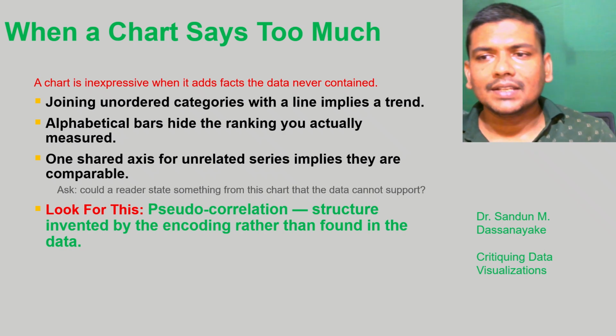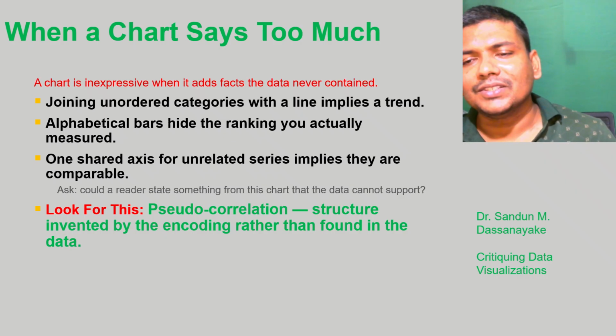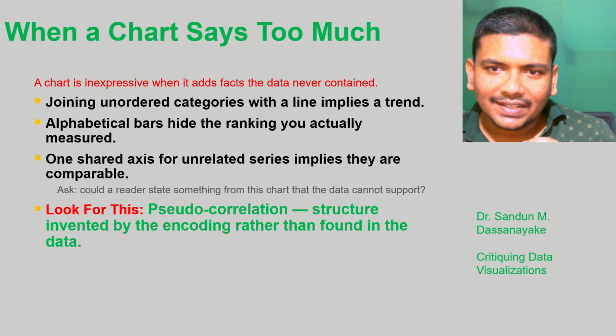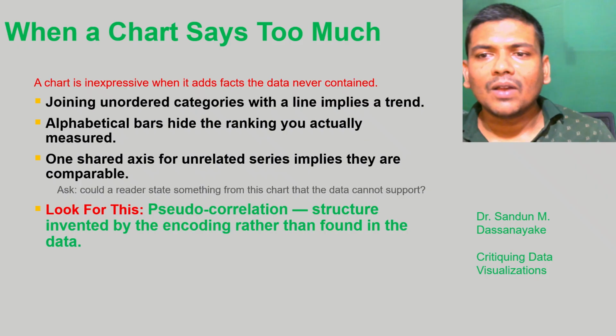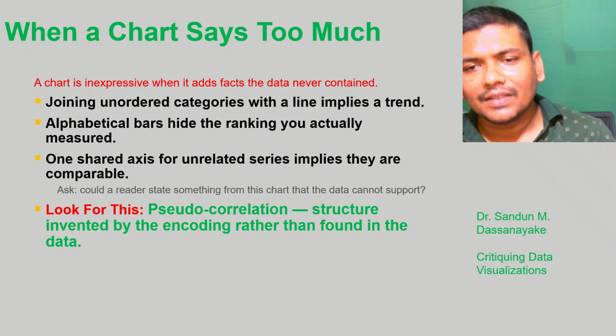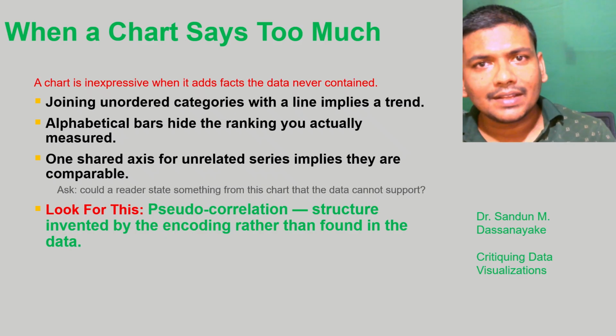Alphabetical ordering does the reverse. It hides the ranking you went to the trouble of measuring. And two unrelated series on one axis quietly asserts they belong on the same ruler. The question at the bottom is the one to memorize. Could a reader claim something the data cannot support?